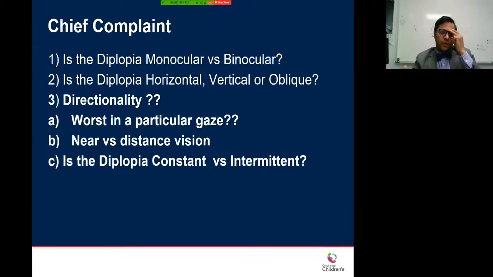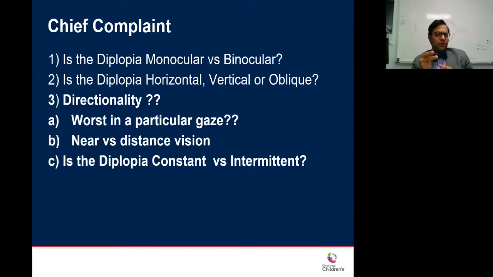So finally, the third question, because it's just make it simple. First, it's monocular, binocular. Describe if it's horizontal, vertical, or oblique. And the third one is, I call it directionality, because I want to know when you're having double vision in which position. So is it in a particular gaze? Is it worse when you look straight to the left or to the right? That's what I mean by gaze. And then the other component to that is, is it worse at near versus distance? Okay. And then is it constant or intermittent?